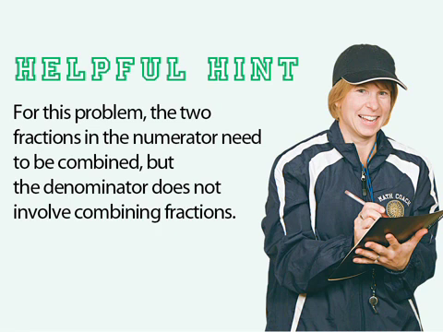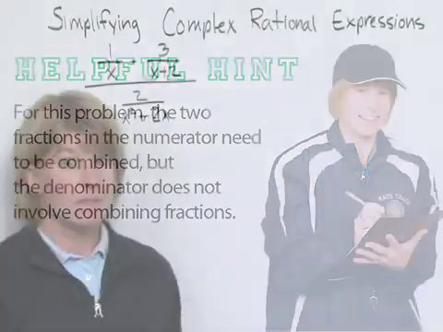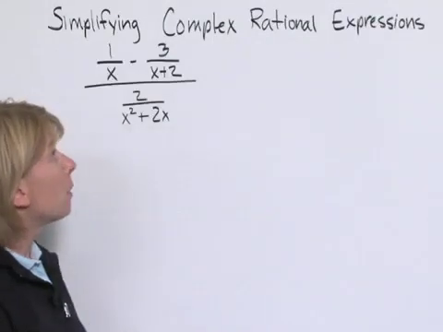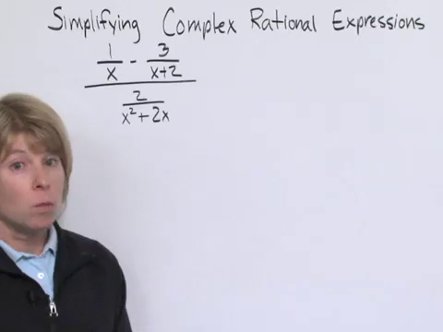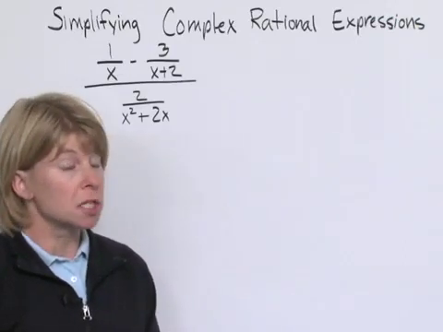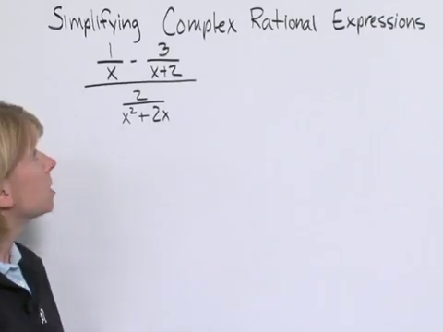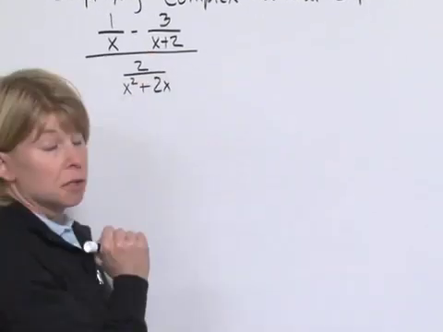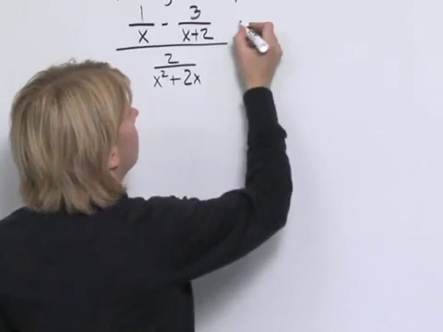For this problem, the two fractions in the numerator need to be combined, but the denominator does not involve combining fractions. Here's our complex rational expression that we want to simplify. Method 1 says if there is any adding or subtracting to be done in the numerator or denominator, go ahead and do that first. So I'm going to do the subtraction in the numerator.